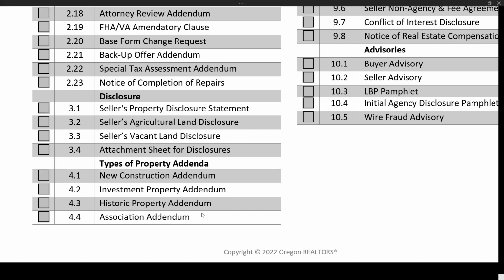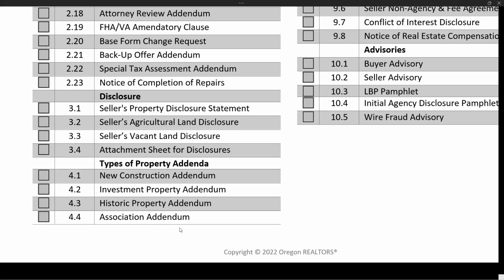If the buyer does not know about the historic property status, they can be hit with upwards of 10 years of back taxes. We want to avoid those back taxes, so the historic property addendum is in place so that the parties can disclose the preservation plan as well as the historic quality of the property.